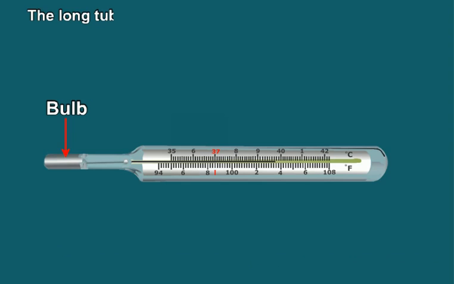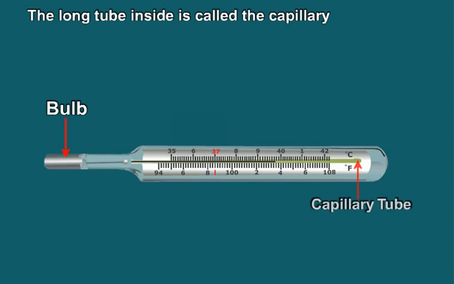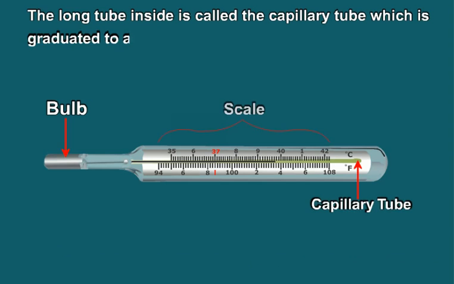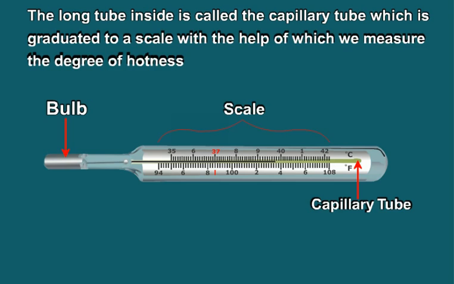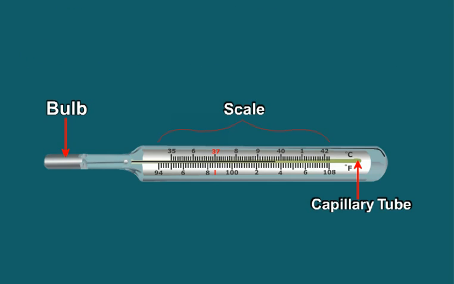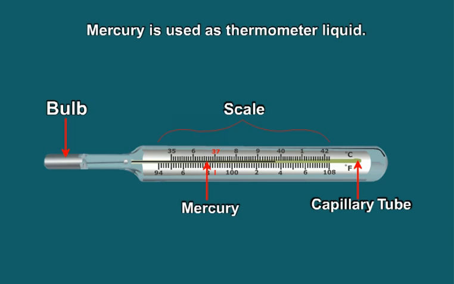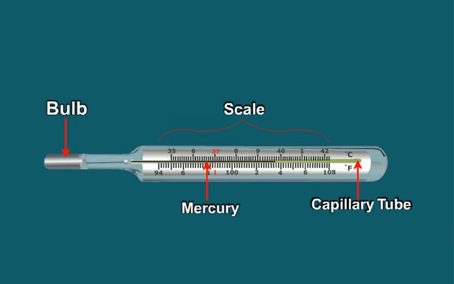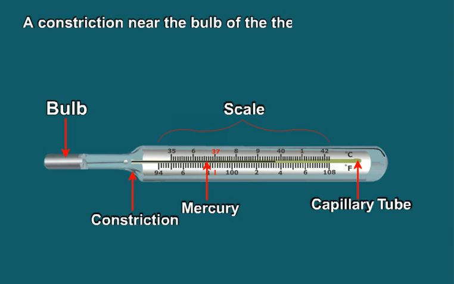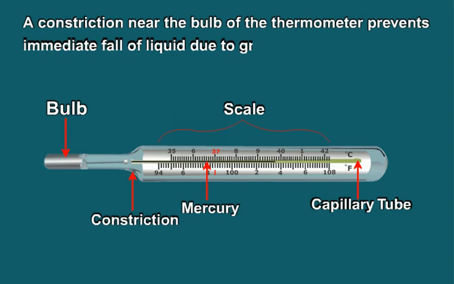The long tube inside is called the capillary tube, which is graduated to a scale with the help of which we measure the degree of hotness of a body or the temperature. The bulb is generally filled with thermometer liquid. Usually, mercury is used as thermometer liquid. A constriction near the bulb of the thermometer prevents the immediate fall of liquid due to gravity.